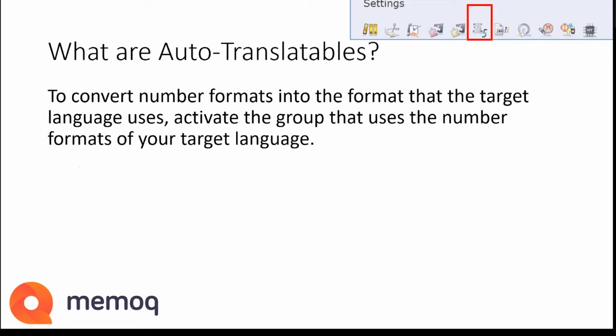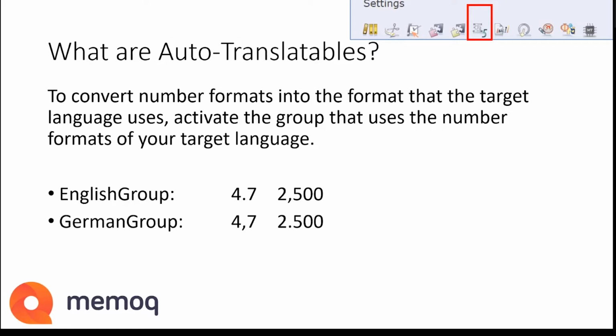Now, to use them, so to convert number formats into the format that is needed for the translation language, you would just activate the group that you want to use. That means if you're translating into English, you would activate the English group, because then, when it recognizes a decimal number, it would suggest that the decimal number would need to use a dot instead of a comma, for example, or that large numbers use the comma to delimit the digits.